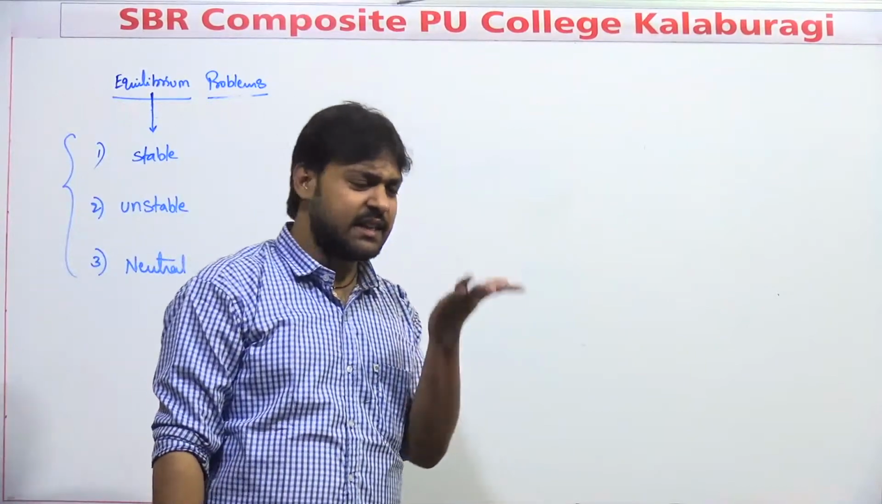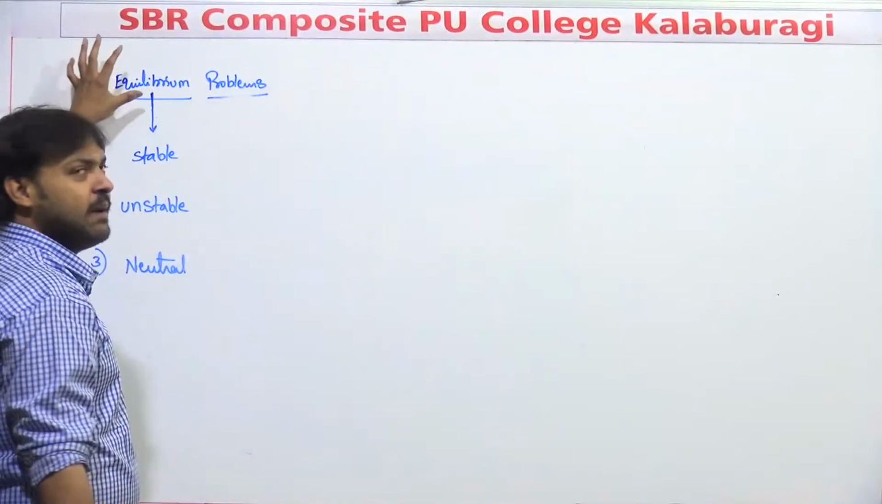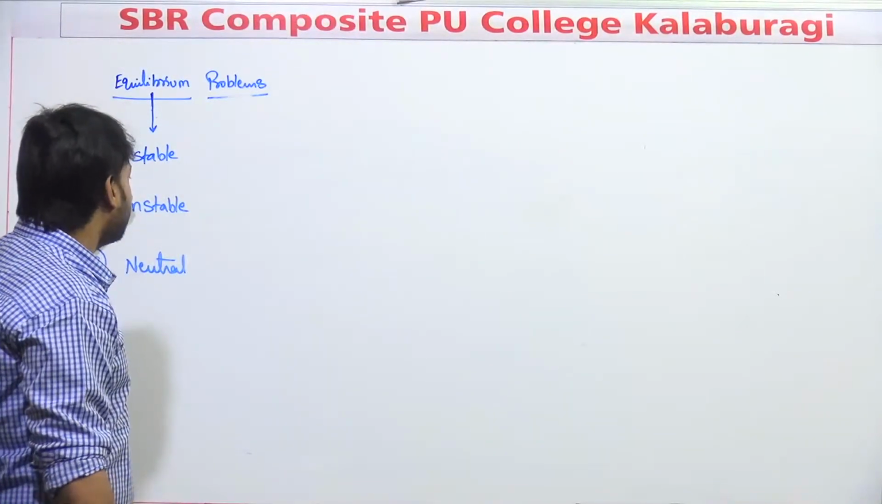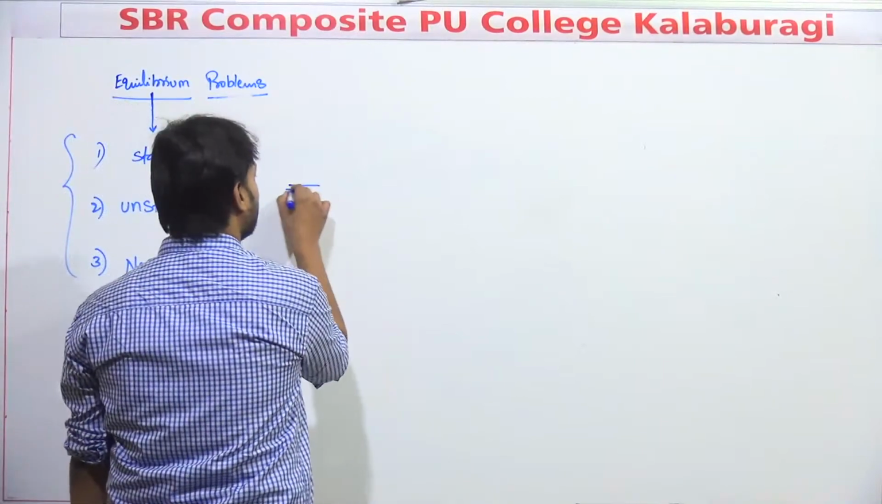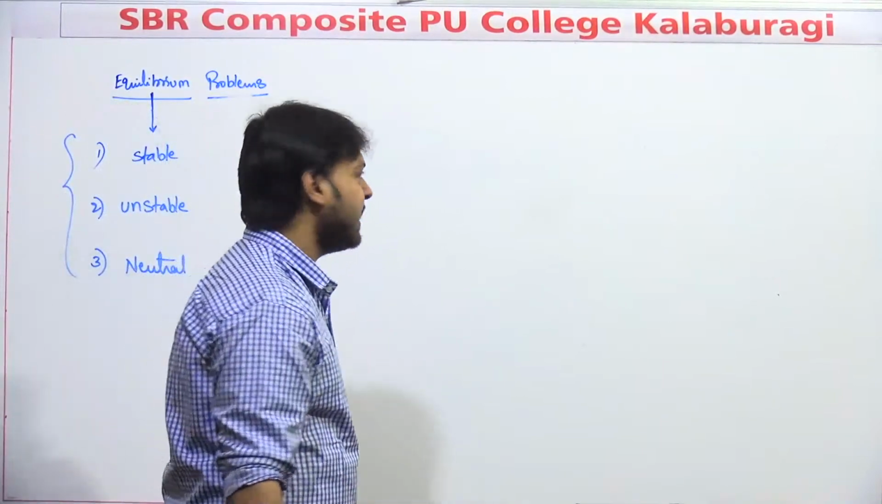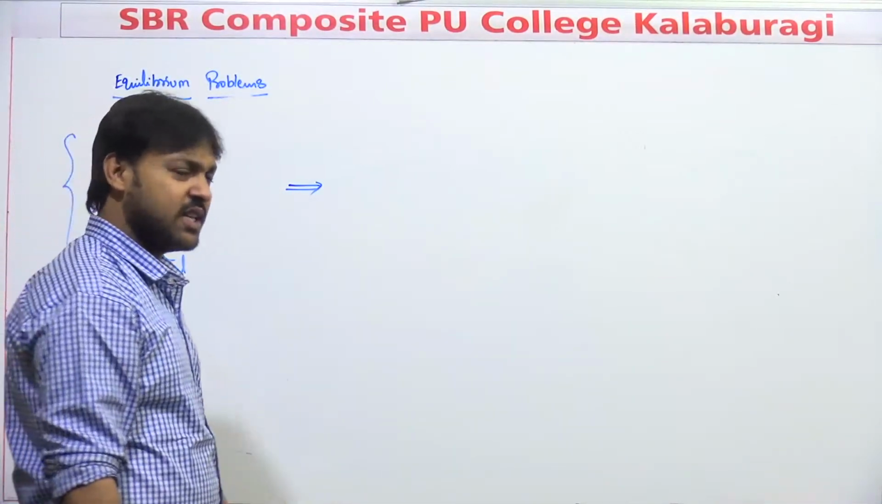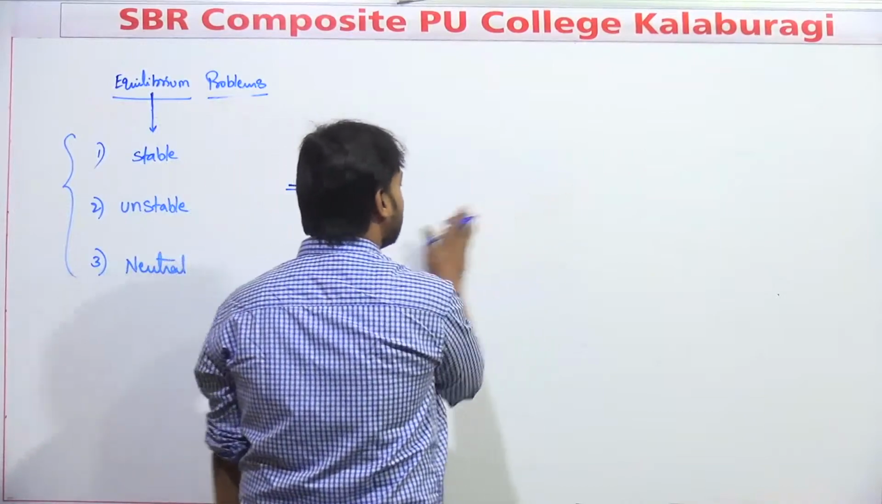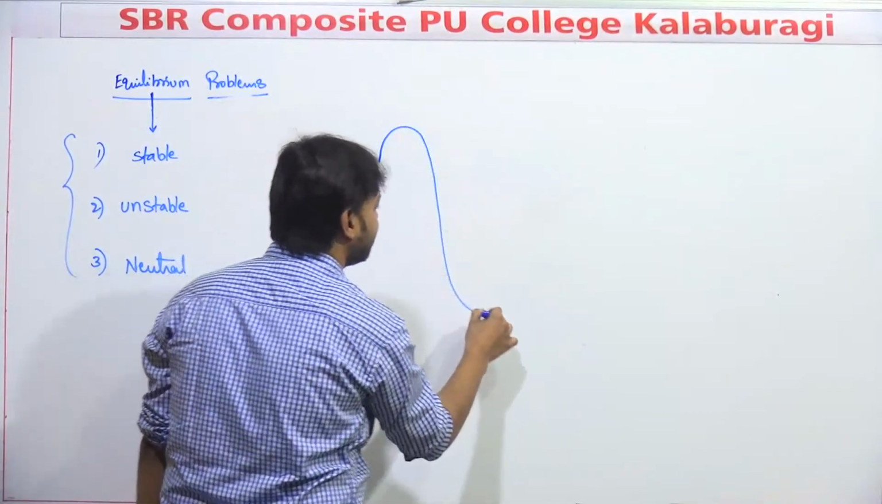In 11th, in the chapter called work, power, and energy, we got equilibrium, and then it is further divided into stable, unstable, and neutral. So I won't go into 11th, but I will cover the basic concept. What do you mean by stable equilibrium? What is unstable or what is neutral? You have to understand. So for that, I am considering equipment like this.